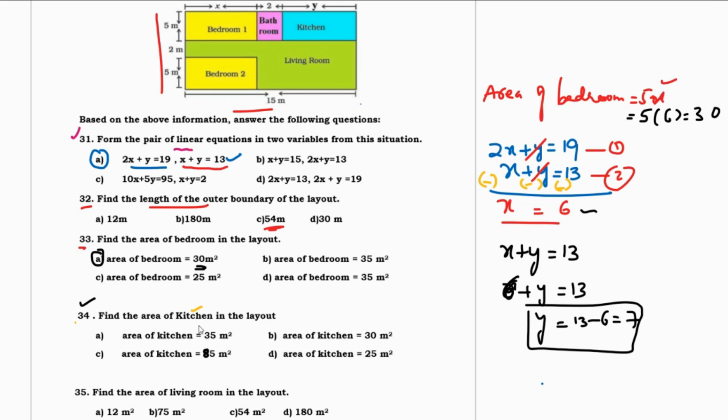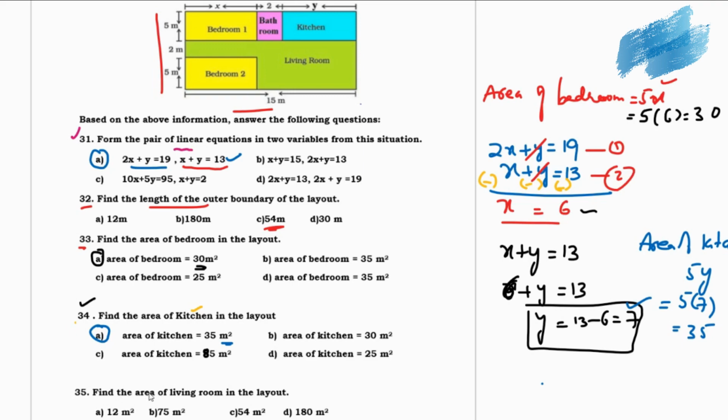34th question, find the area of the kitchen in the layout. So we have assumed the area of the kitchen as 5y. Area of the kitchen we have taken as 5y, and we got y as 7. So 5 times 7 is 35. So the area of the kitchen is 35 meter square. Correct option for the 34th question is A.